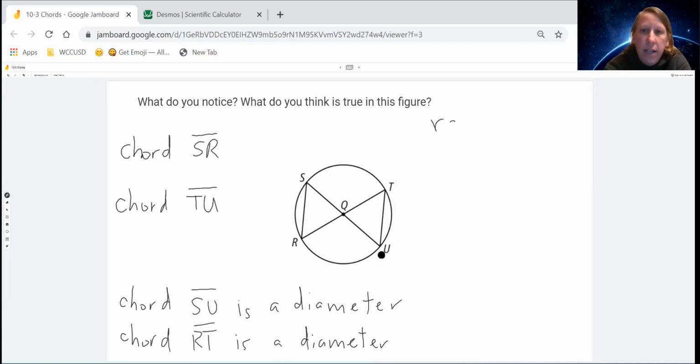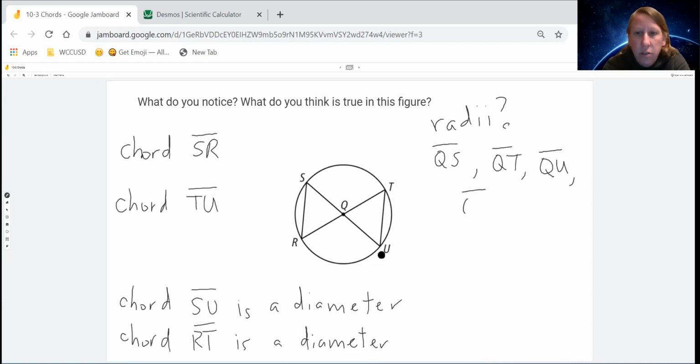How about radii? Do you guys see any radii? Yeah. QS is a radius. What else? Good. QT. What else? Good. QU and QR. All of those are radii. It's kind of interesting. Someone said in class the center of the circle is Q. We know that that's true.